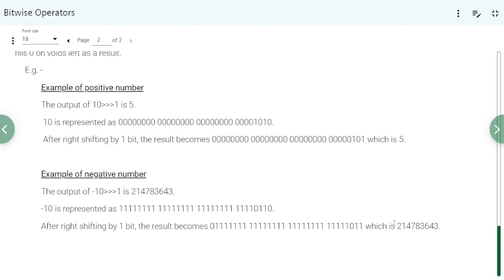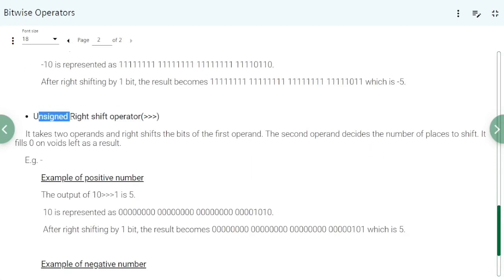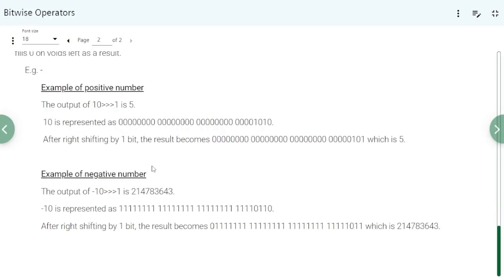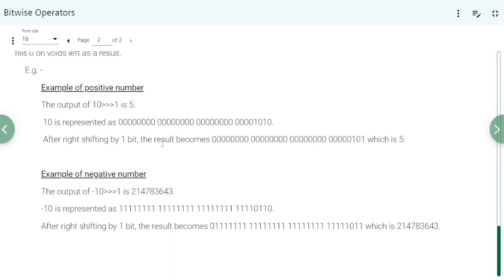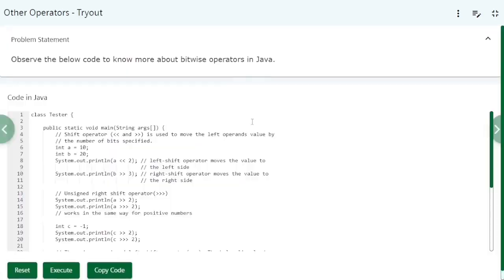You are not getting a negative number as output because this is unsigned. We cannot have negative or positive; we will always have a positive number here. Okay, I know the explanation was not quite satisfying, but because of this time constraint, I am not going in very depth. But as I have told you, we will be discussing it in some other video definitely. So that was all about bitwise operators. Let's move on to the next topic.